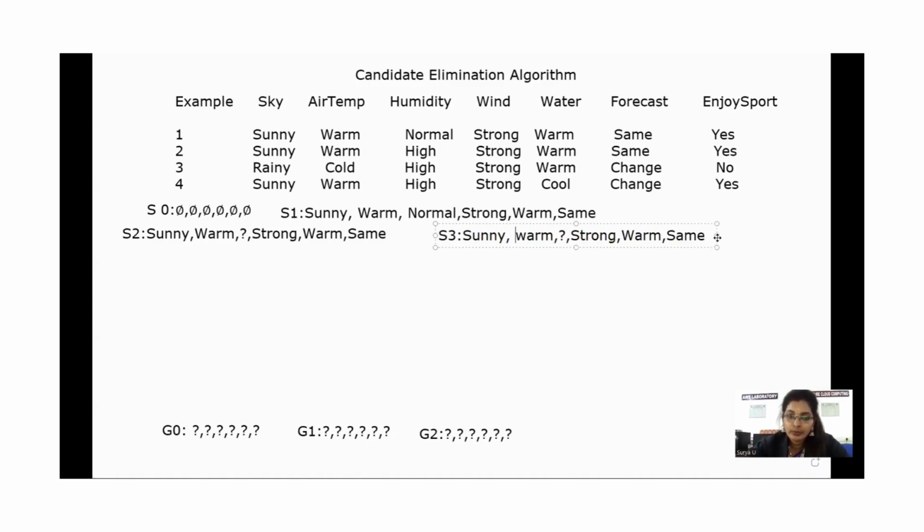As I said, now S3 is over. Initially we started with S3, now just move on to the G value. We have to complete our G3 value as well. So I'm going to start with my G value here.